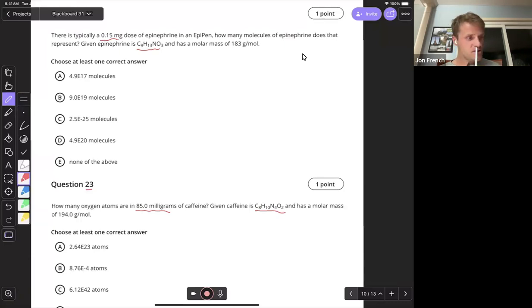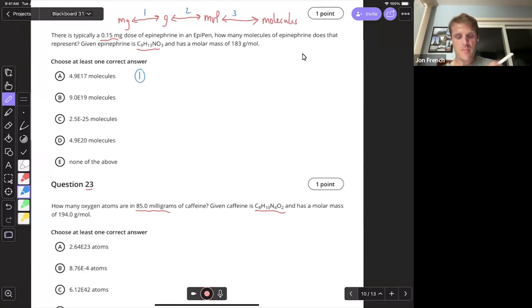All right, so let's do question 22. We want to go from milligrams to molecules. Again, our molar mass is in grams. So step 1, milligrams to grams, the metric system. Step 2, grams to moles. And then this is just one more step than our last problem. Now we want to go from moles to molecules, and here's where we need Avogadro's number. So we're looking at 3 steps.